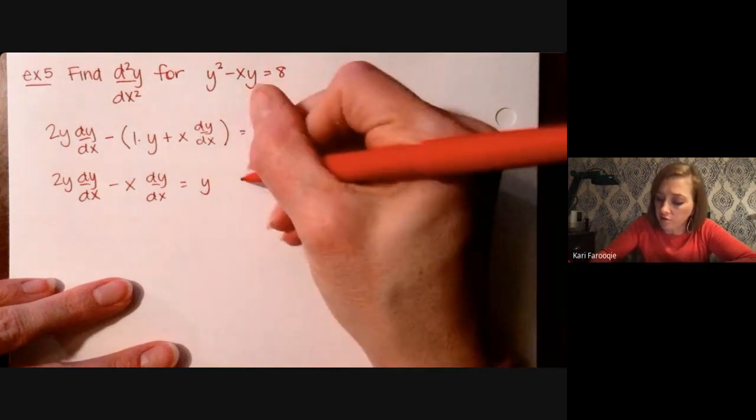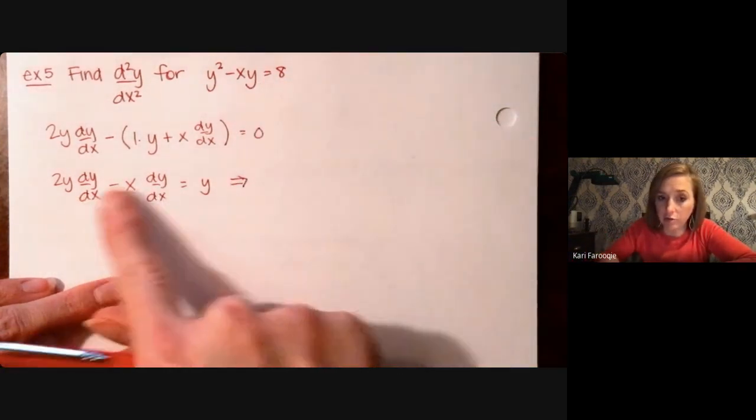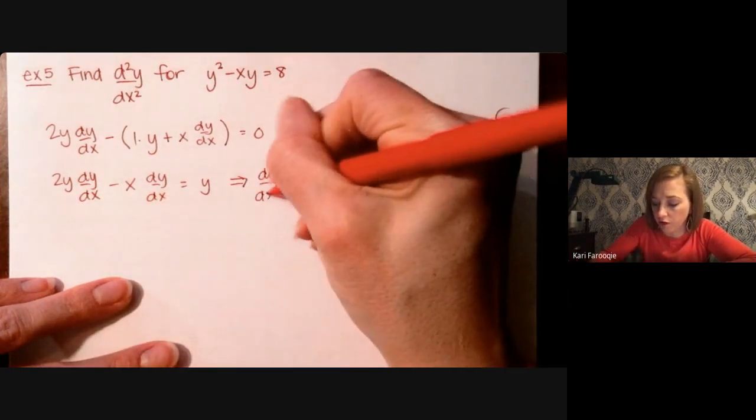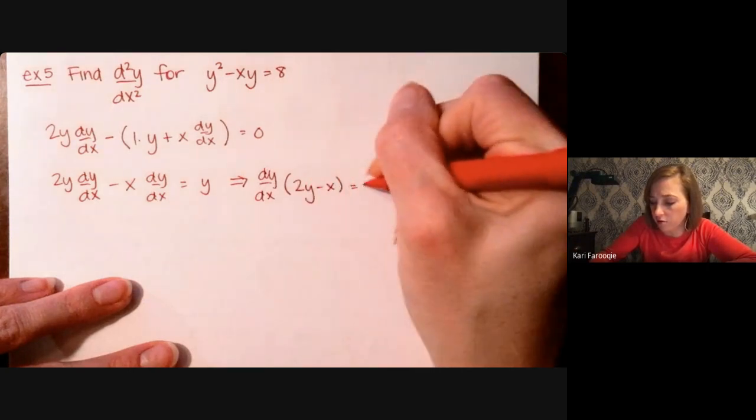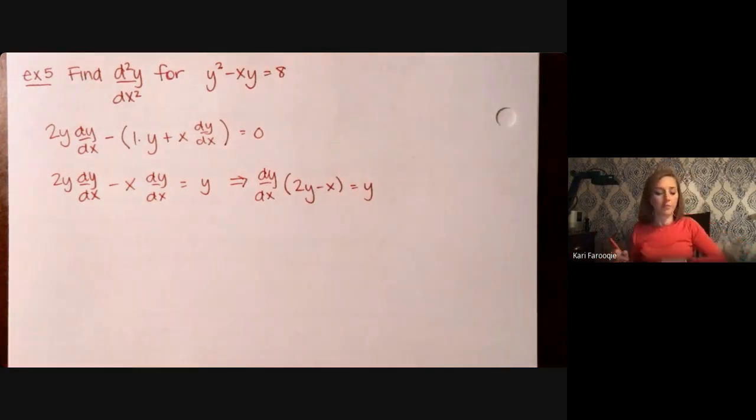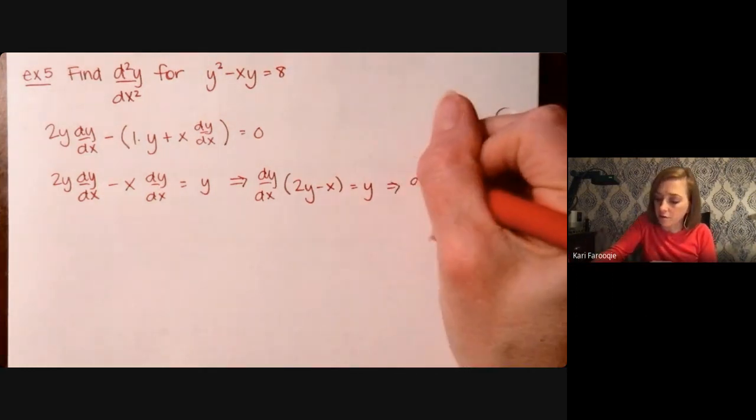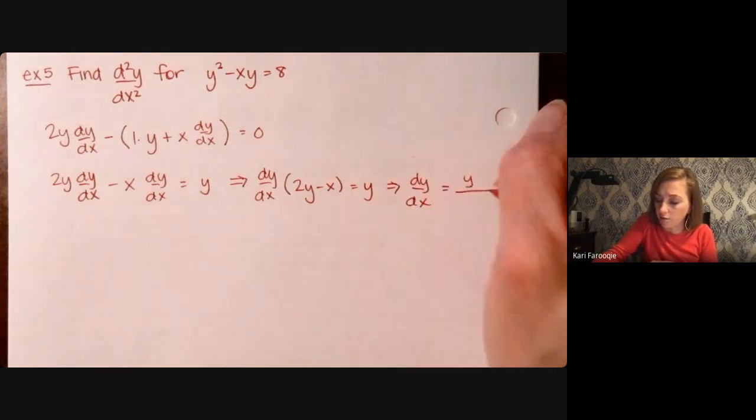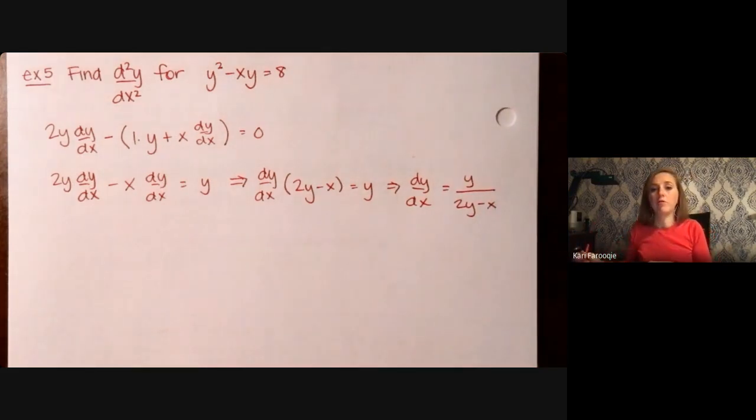Now, I think that some of you will get very quick with this, and you're not going to feel like you need to factor and divide in 2 steps, but I'm going to just show mine in 2 steps. I'm going to factor out a 2y minus x, and then we'll divide. So now we have dy/dx equals y divided by 2y minus x.